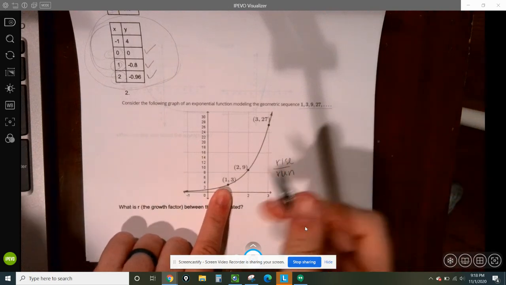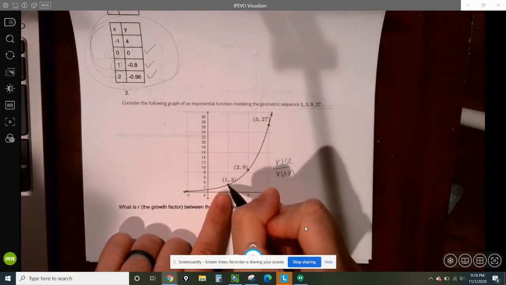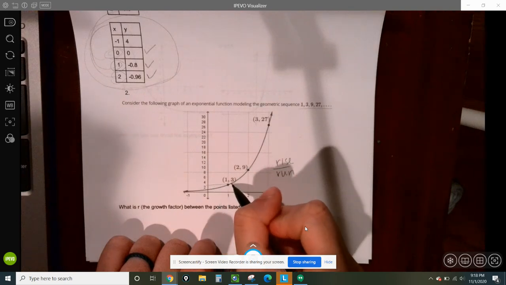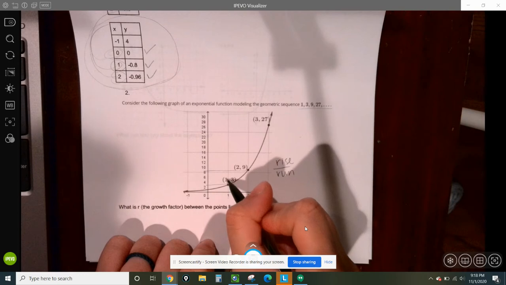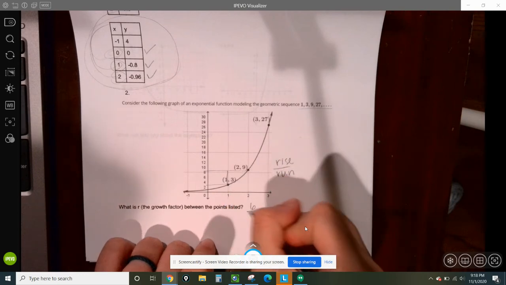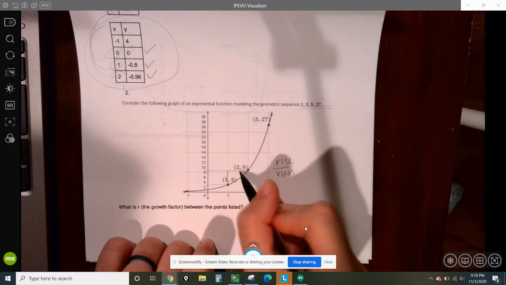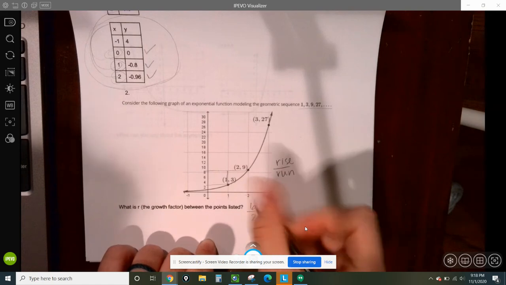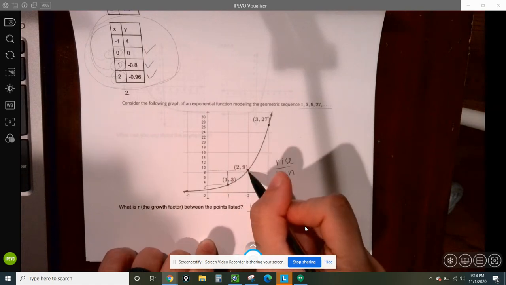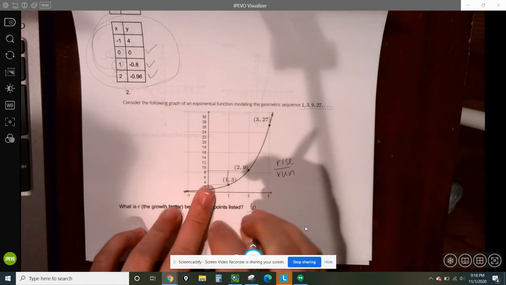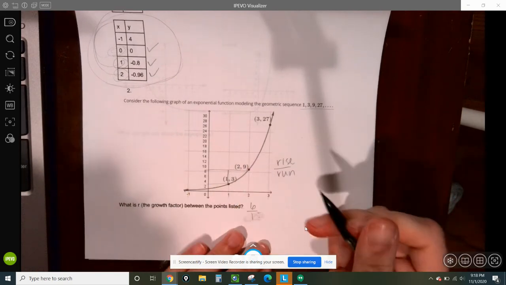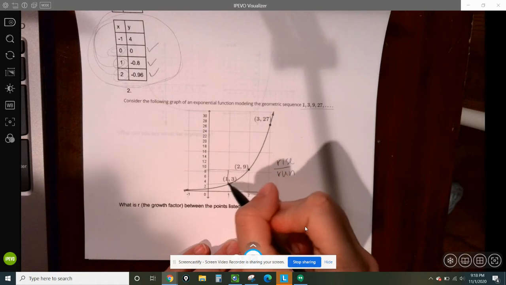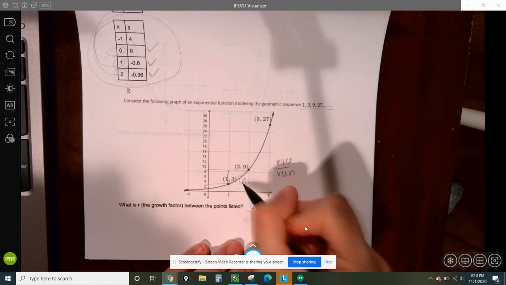So if I look at right here, my rise, how far did I go up? Right now I'm at 3, and I went all the way up to 9. So I went up 6. And I went over from 1 to 2. I went up 6 and over 1. Up 6 and over 1. So my R, my growth factor right here between these 2 points is 6.